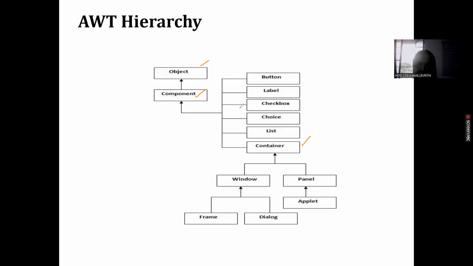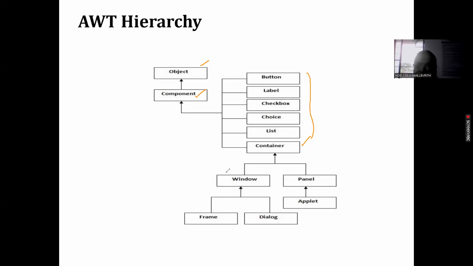From the Component class, the derived classes are all our GUI control classes like button, label, checkbox, choice box, list box, scroll bar, radio buttons, and combo boxes. From the Container class come the classes which we can use as a window or as a container to handle these components and handle the events on the components. Those are called the container classes.